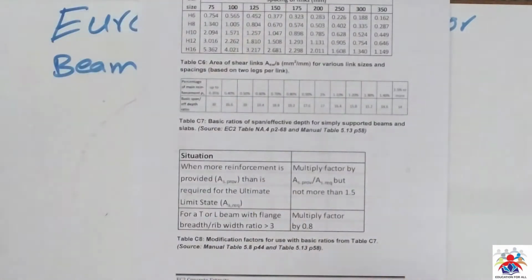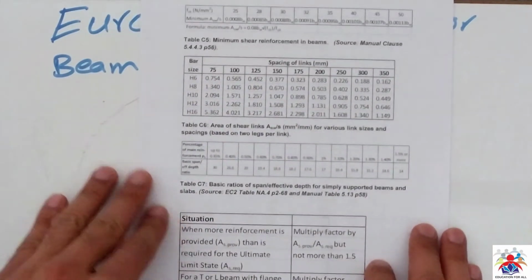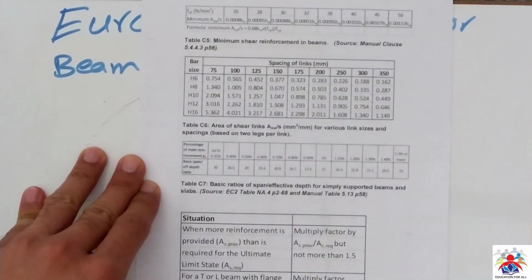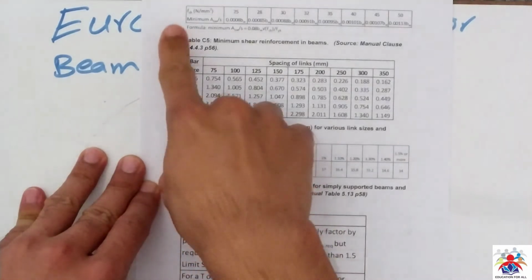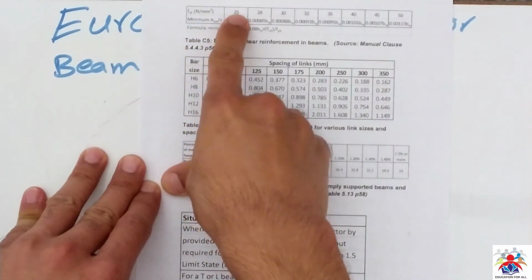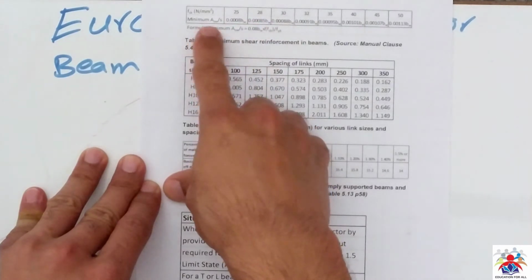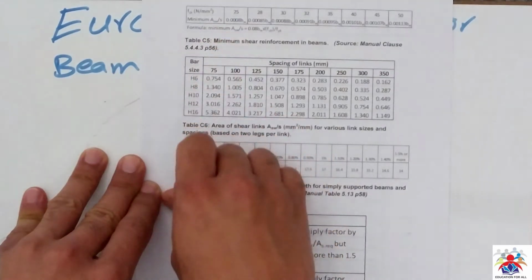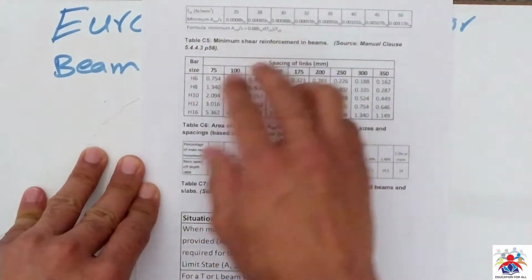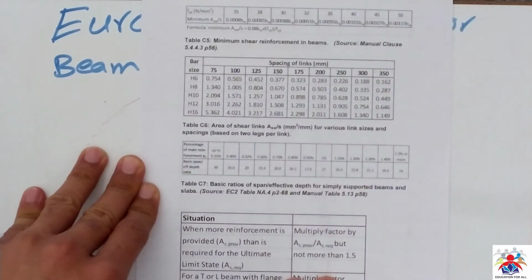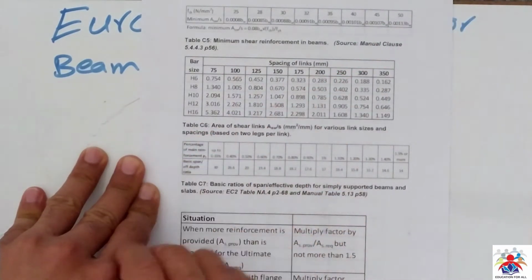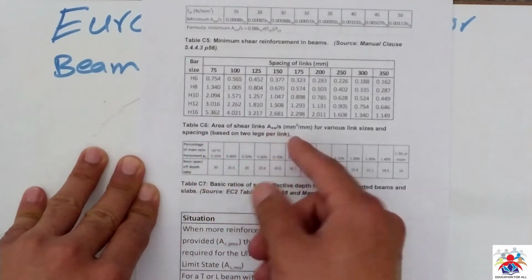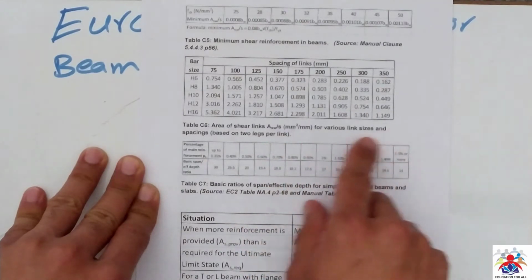Now move on to the next table. The next table is minimum shear reinforcement in beam. If your concrete characteristic strength is 25 or 28 or 30, then you will have to use this number, which is minimum area of steel divided by s. So this is for minimum shear reinforcement in beam. Now the other one, the C6 table, represents area of shear links divided by s for various link sizes and spacing.